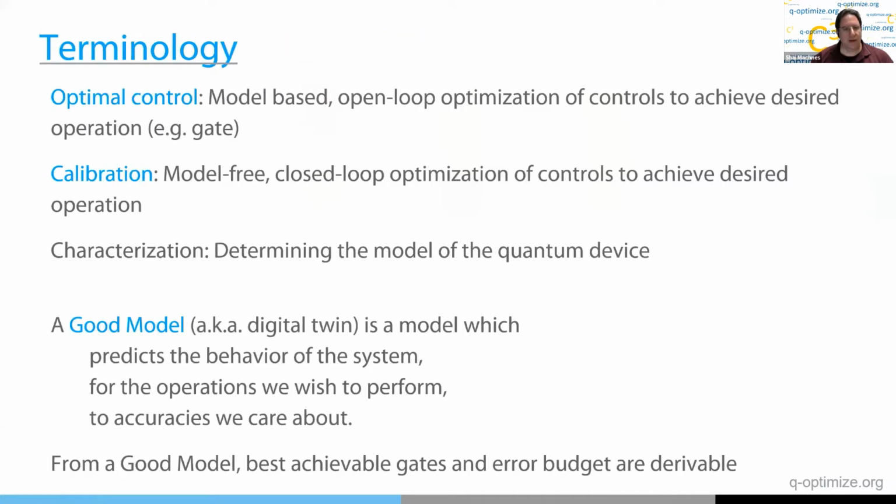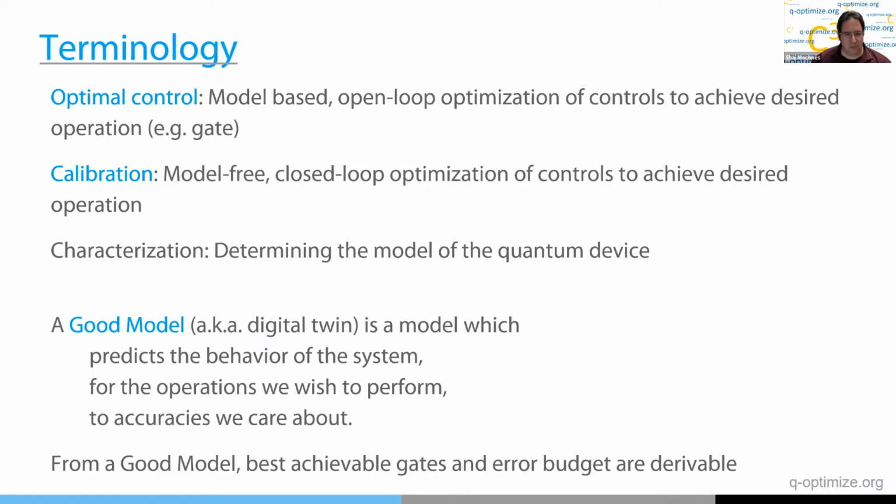All right. A bit of terminology, so we're on the same page. Optimal control is what I call it when we have a model and we do an open loop optimization based on some simulator, trying to achieve a certain operation, let's say a gate. Calibration is model free, and it's a closed loop operation where you're modifying essentially the control shapes, the pulse shapes, lasers, microwaves, whatever they are. And characterization is determining the model of the actual device.